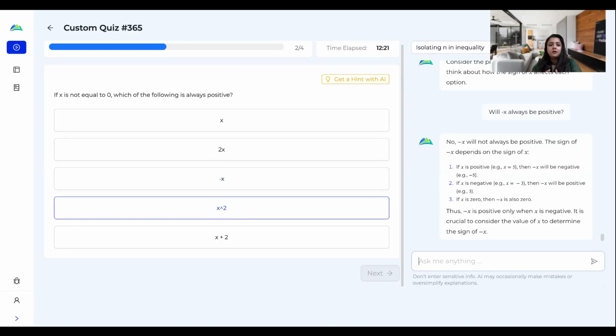X squared, because x is not equal to 0, and 0 is neither positive nor negative. Any other value, you take 1, 2, 3, or 1.5, 2.5, 2.99. If you square it, the result will be positive. If you take a negative value, minus 1, minus 2, or minus 1.333, any integer which is negative, or a non-integer which is negative, if you square it, it will always be positive. So that's my pick. And how about x plus 2?